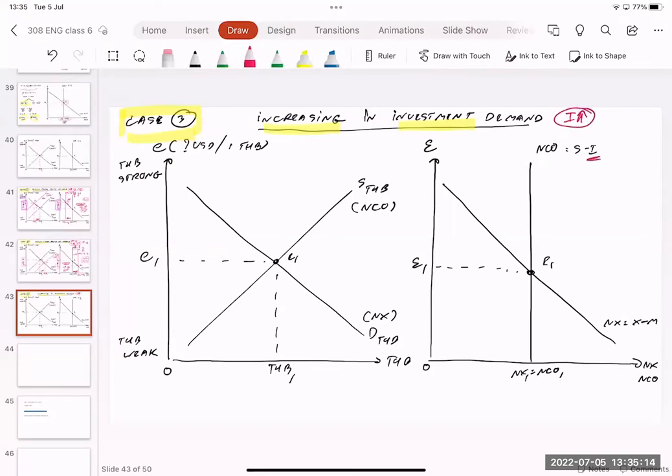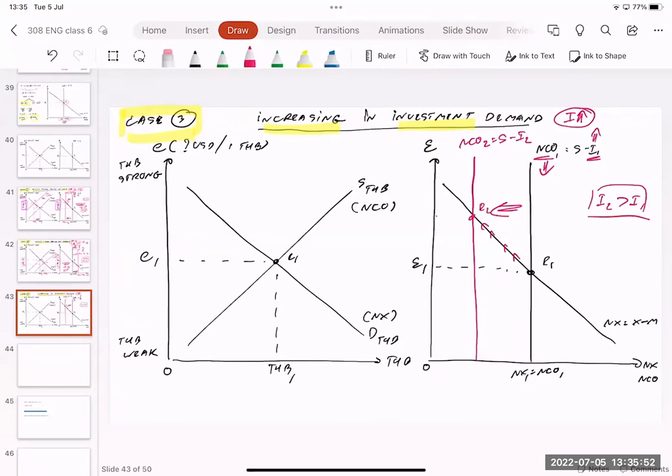Investment is here. When investment increases, let's say from I1, NCO is going to go down. We're going to have less money left to lend to the other country. NCO is going to go down. When NCO goes down, the NCO curve shifts to the left. This is NCO2, which is equal to S minus I2. Notice here that I2 is greater than I1. Equilibrium point changes from E1 going up to E2.